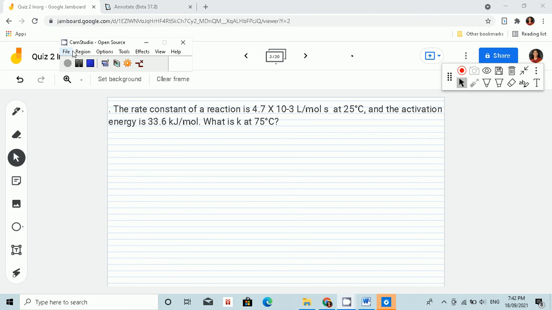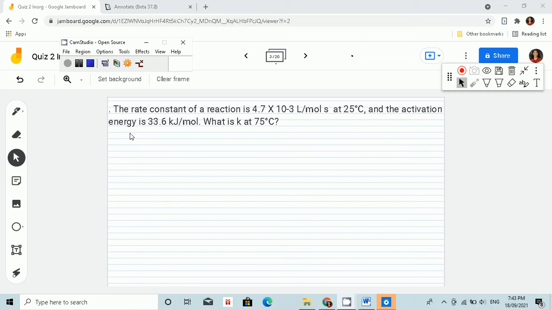So in this problem, let's now solve algebraically the Arrhenius equation. So okay, the rate constant of a reaction is 4.7 times 10 to the negative 3 liters per mole second at 25 degrees Celsius, and the activation energy is 33.6 kilojoules per mole. What is K at 75 degrees Celsius?